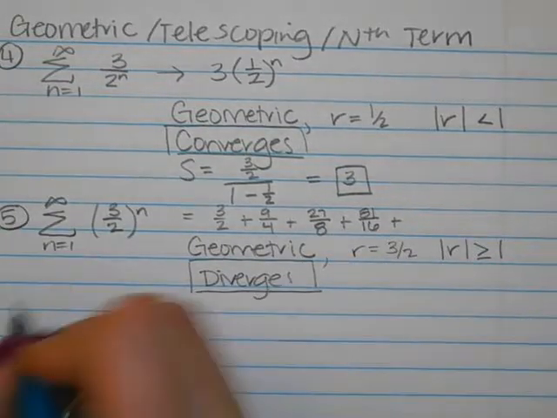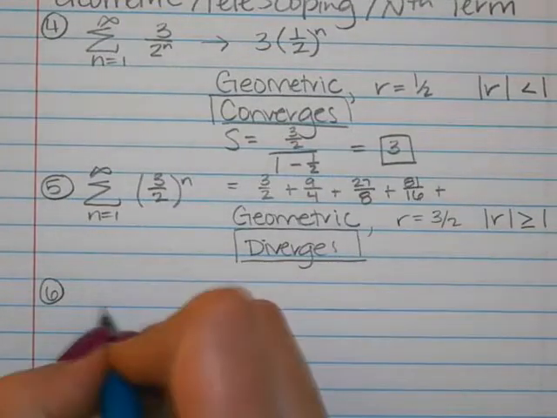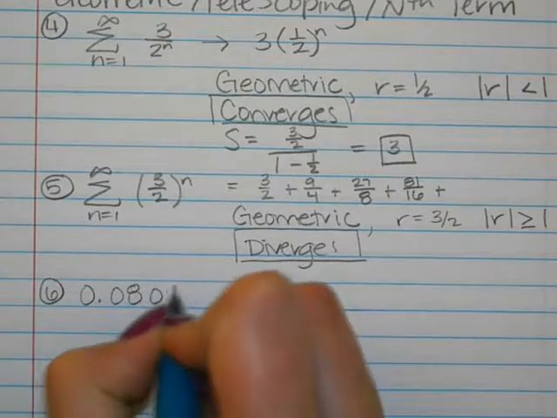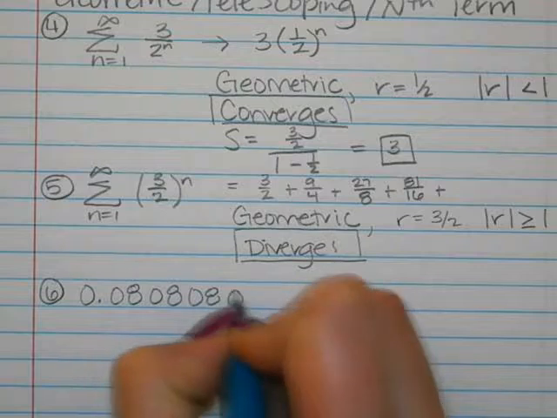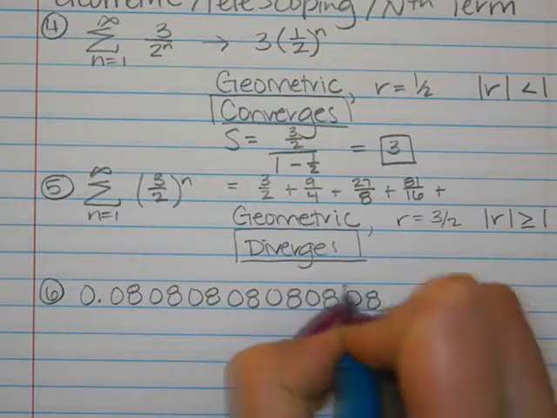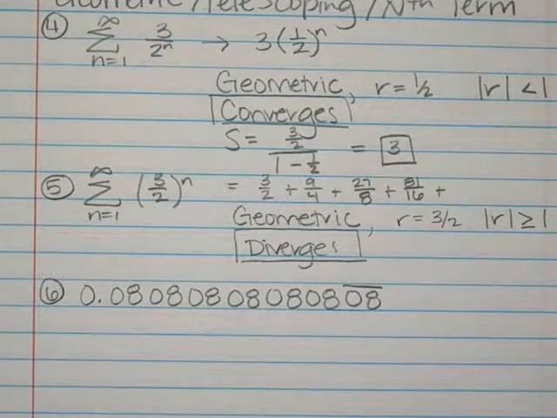All right. Number 6. This one is going to look a little bit weird. It is 0.08080808080808.